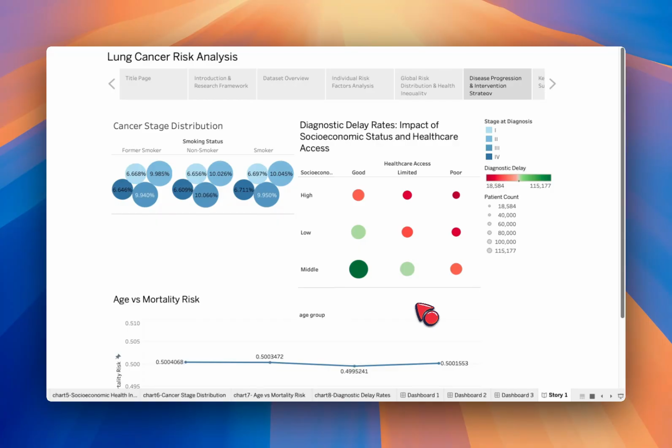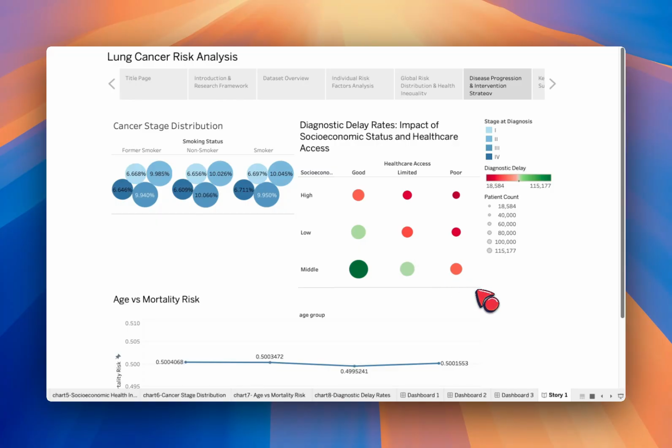In contrast, high income but limited healthcare accessibility, as well as high income plus poor healthcare accessibility, both show dark red, indicating long delay times. Low income but good healthcare accessibility also shows large light green circles, with moderate delay levels. What does the pattern tell us?